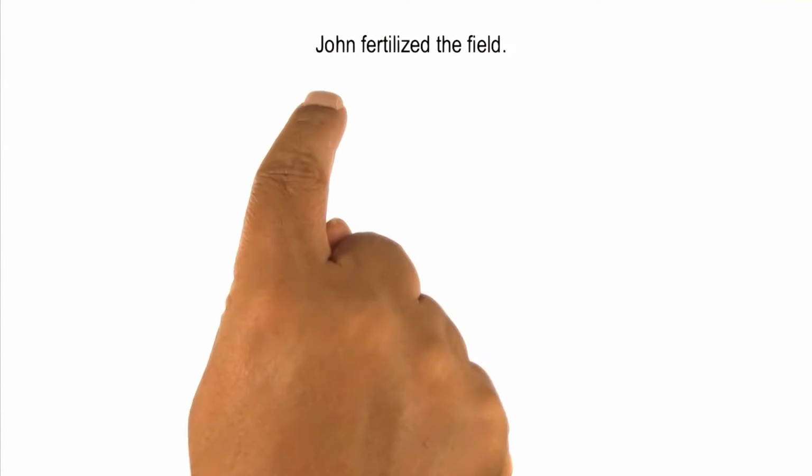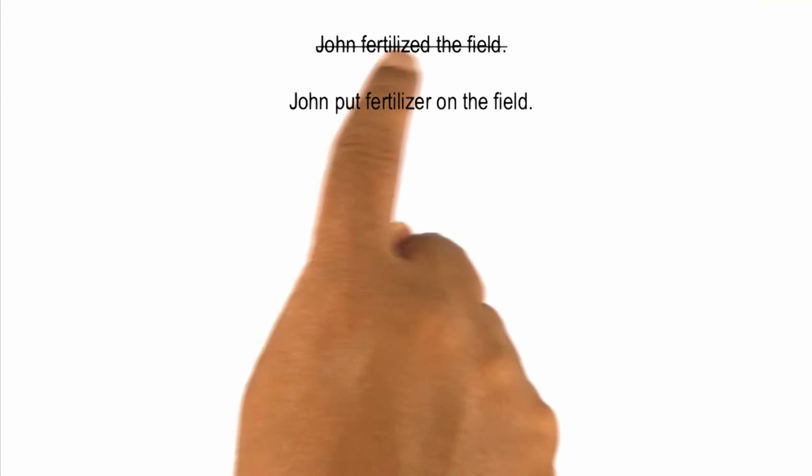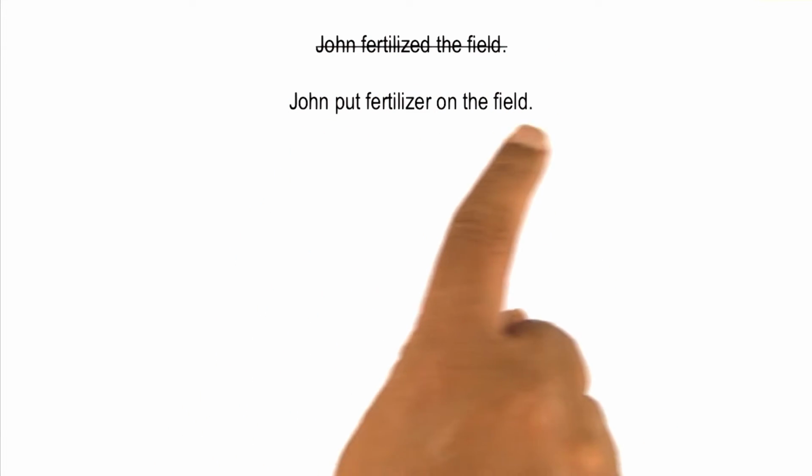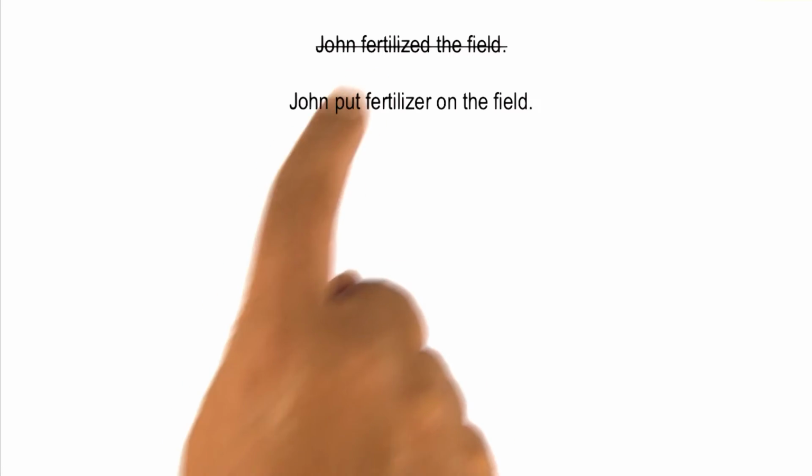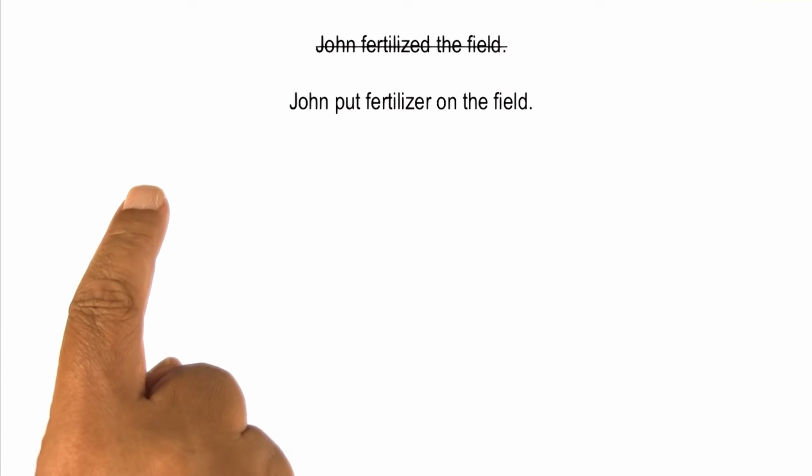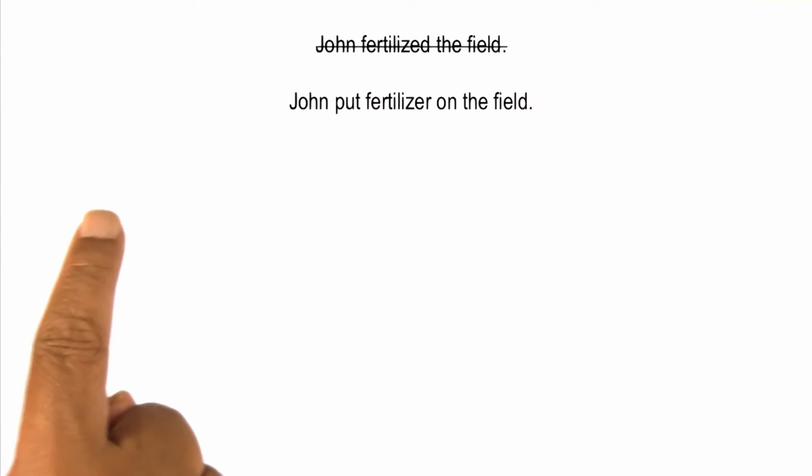There is an implied action here that is not specified in the structure of the sentence, but that is much more meaningful in terms of the background knowledge that we have of those primitive actions. What John fertilized the field really means is that John put the fertilizer on the field. Now, put is something that maps into primitive actions very easily. So this points to another feature of the processing.